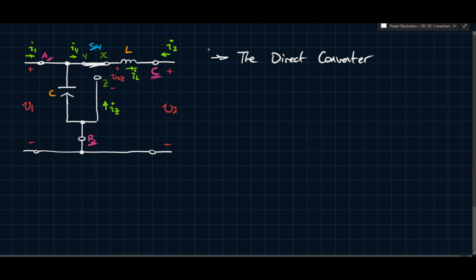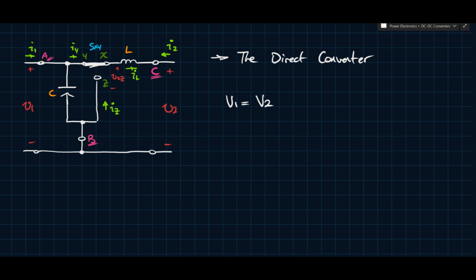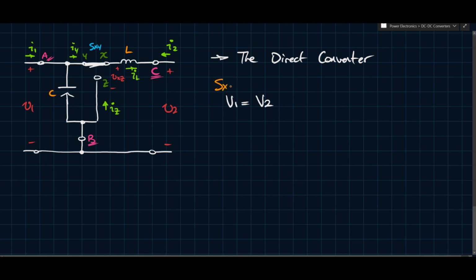So let's say SX is on for a long time. What you'll see is that V1 will equal V2. Maybe we can make a note: SXY on for a long time. That creates this situation that we see here, and you'll see that V1 equals V2, and I1 equals minus I2. Notice the direction of the current I2 is going towards the left and the direction of I1 is going towards the right.